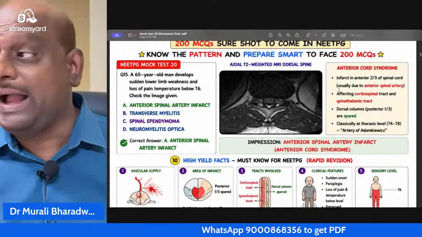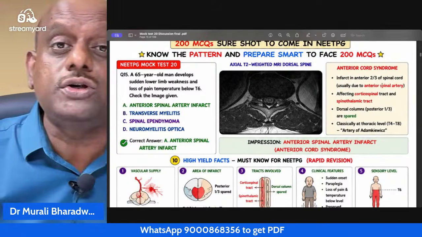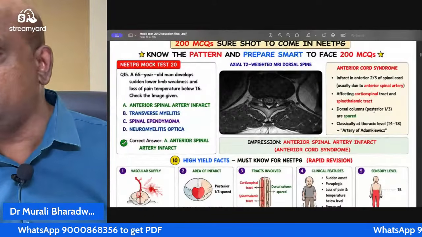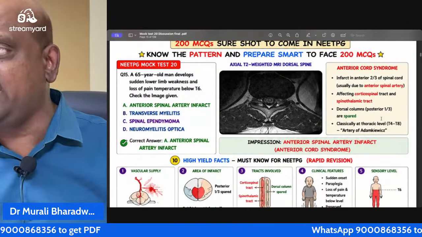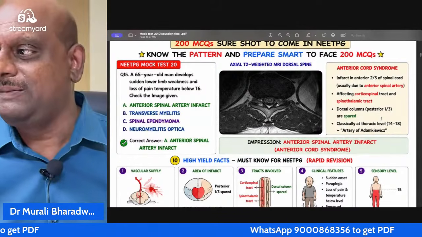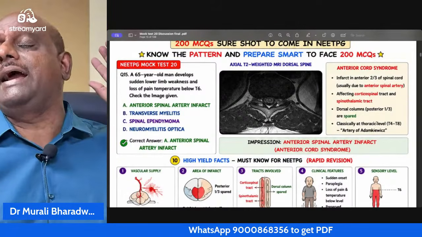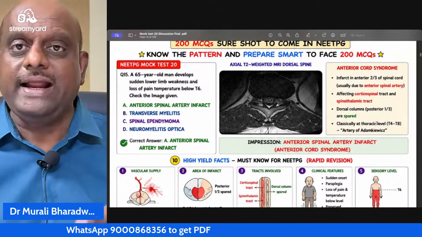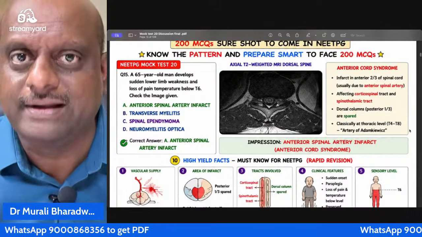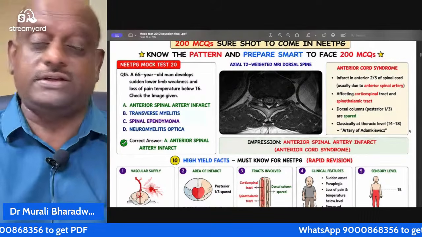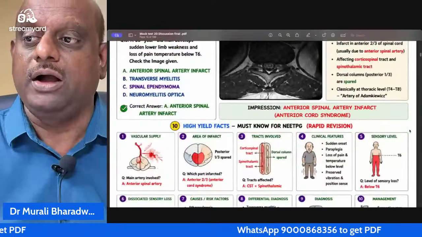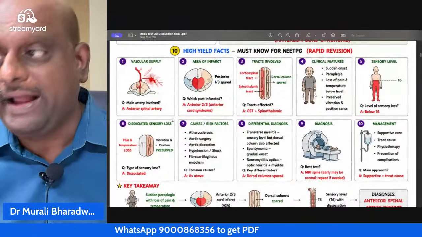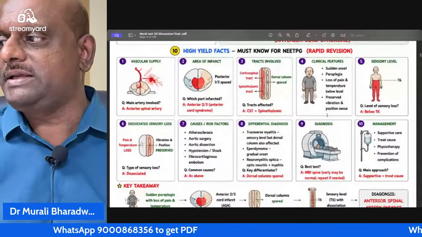There is an infarct in the anterior 2/3 of the spinal cord, usually anterior spinal artery. It affects the corticospinal tract, the descending one, and the spinothalamic tract, the ascending one, carrying pain and temperature. Whereas the dorsal columns that carry vibration and touch are spared. And classically at the thoracic level, T4 to T8, it is the artery of Adamkiewicz which is basically abnormal. So if you look at the spinal cord, it is the anterior spinal artery, anterior 2/3, is what we need to basically remember.